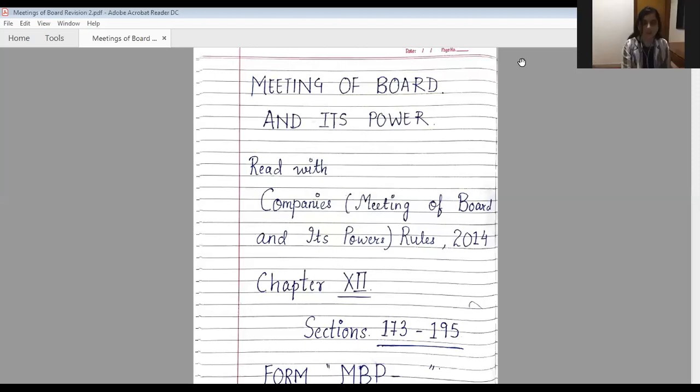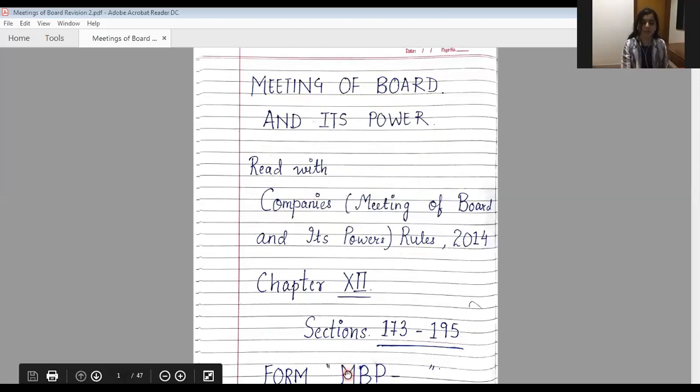In the first revision lecture, we revised the chapter Appointment and Qualification of Directors, that is section 149 to section 172. Today, we'll revise Meeting of Board and its Powers, read with Companies (Meeting of Board and its Powers) Rules, 2014. It is chapter 12 of Companies Act, 2013. Sections 173 to section 195 contain the provisions relating to meeting of boards and its powers.